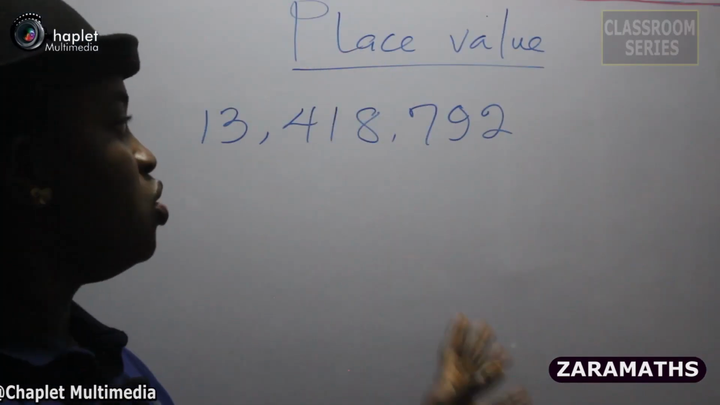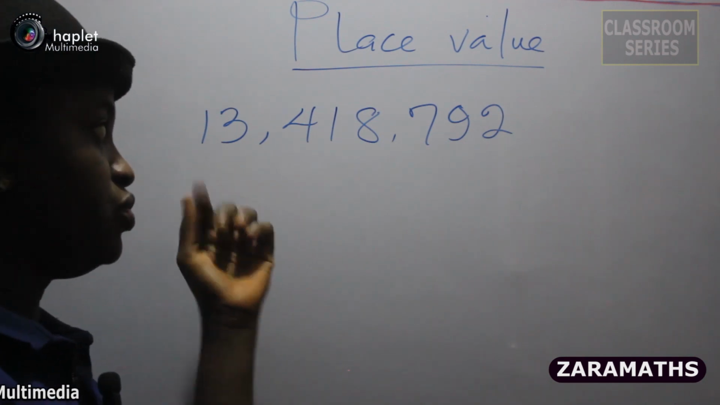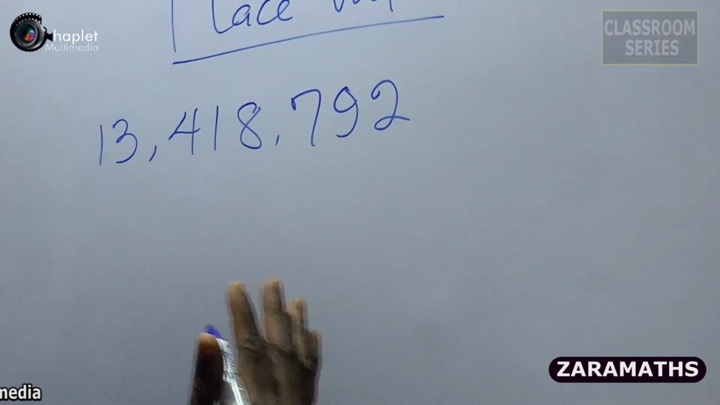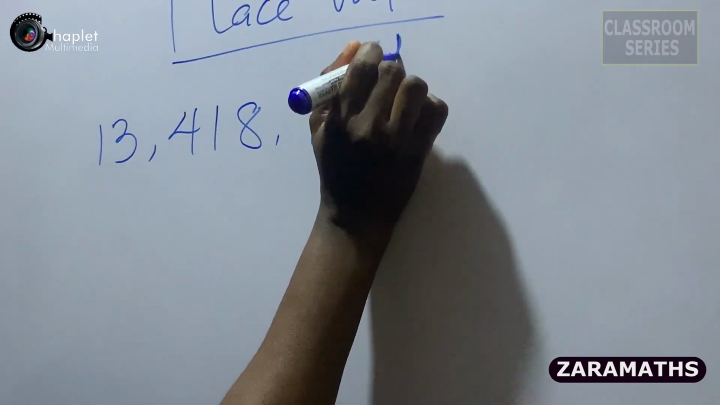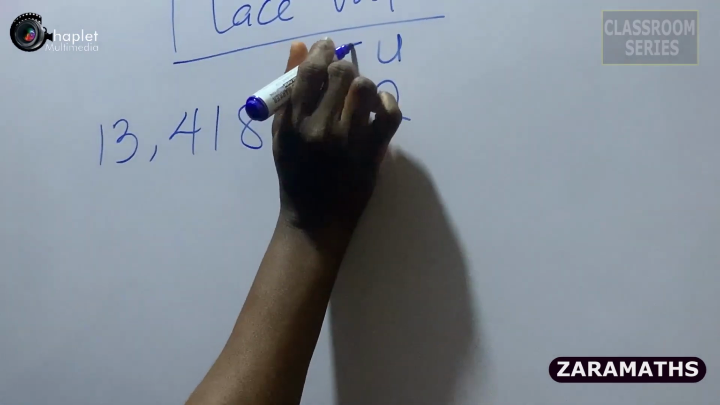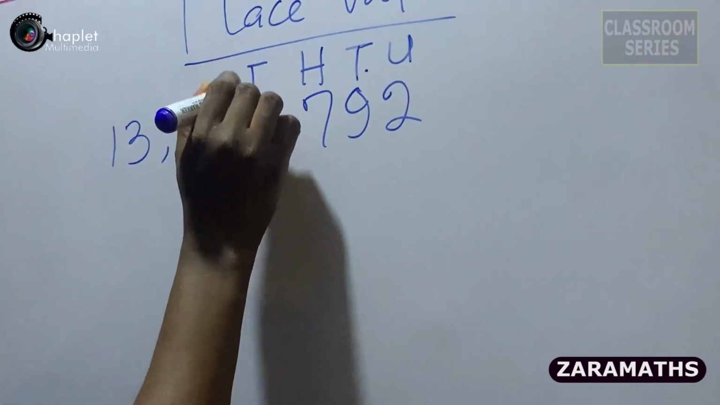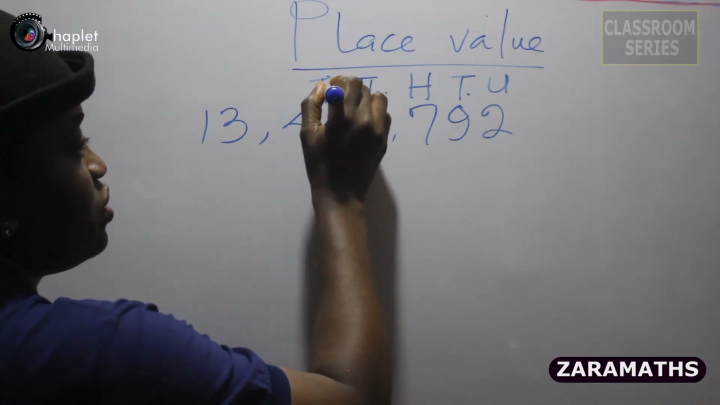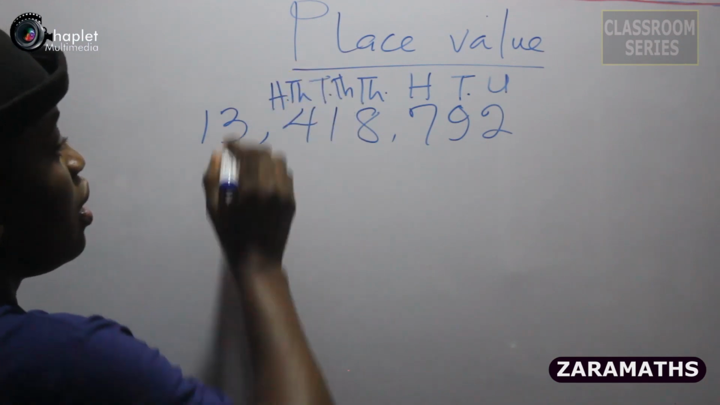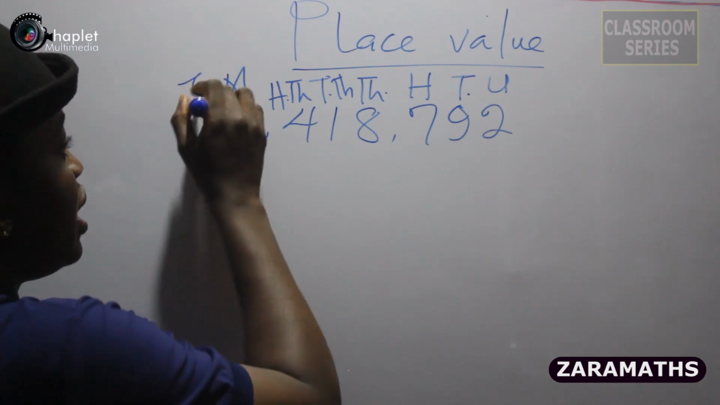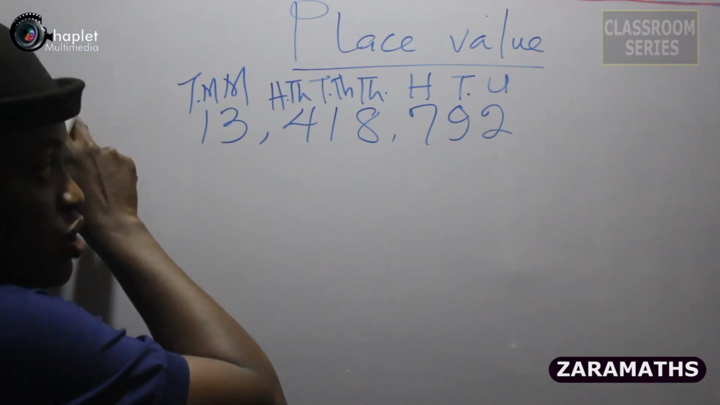Place value. We want to identify the value of each of the digits of these figures. You start from your right hand side. The last digit is units. The next one is tens. The next is hundreds, then thousands, tens of thousands, hundreds of thousands, millions, tens of millions, then you continue hundreds of millions, then billions.